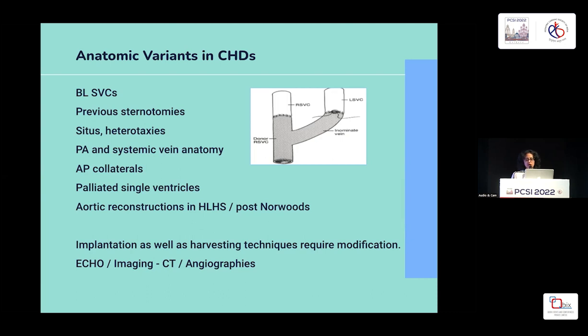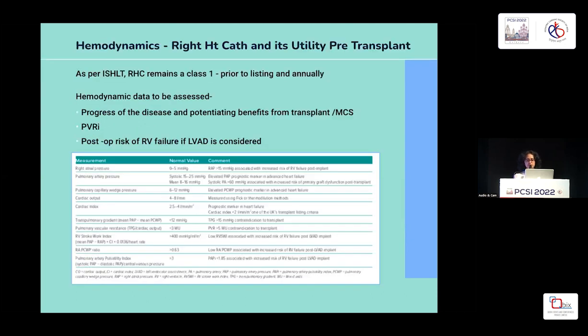And definitely a number of reconstructions, which I'm sure Dr. Ponen is going to address in his talk. So hemodynamic assessment of the recipient and cardiac cath remains the class 1 indication, or it has been recommended by ISHLT that all recipients should undergo a cardiac cath prior to listing and annually.